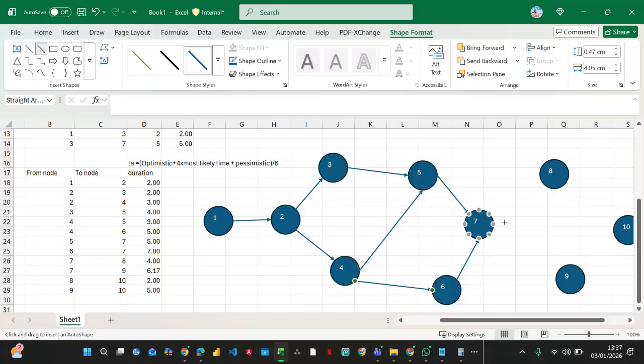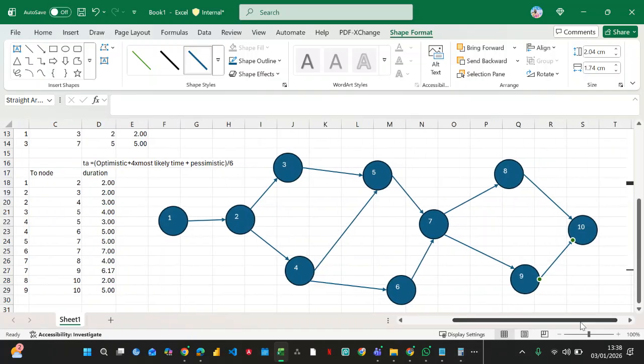So from 7, where am I going to from 7? From 7 here, I'm going to 8. Right? I'll go to 8, and then from 7 I will also go to 9. Okay? Also go to 9. Then from 8, I'm going to 10. I'm going to 10, and from 9, I'm going to 10. Okay, that's all. You have done the network analysis. Perfect.